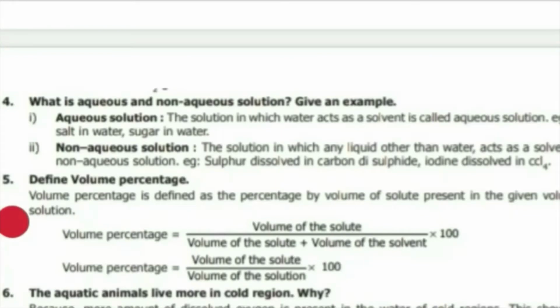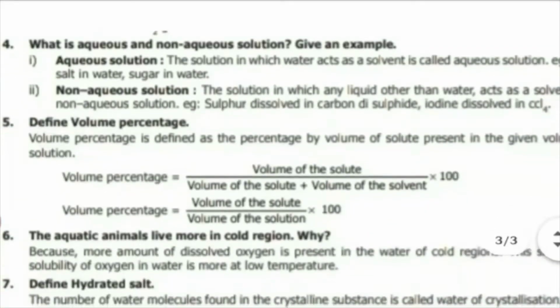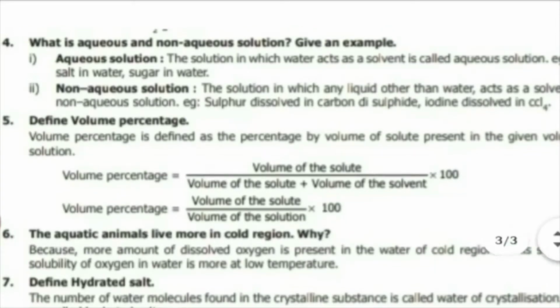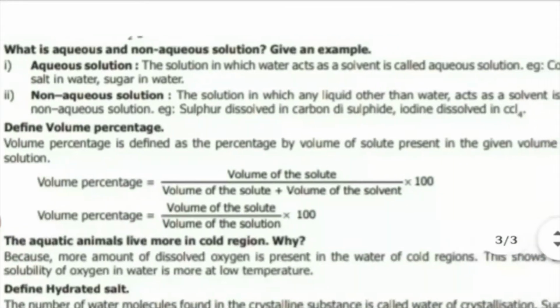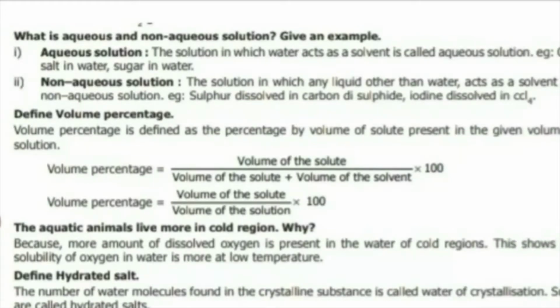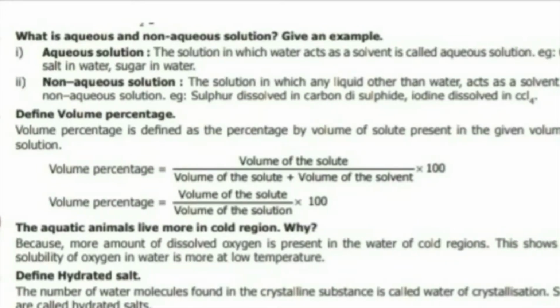Question number 4. What is aqueous and non-aqueous solution? Give an example. First we will see what is aqueous solution. The solution in which water acts as a solvent is called aqueous solution. Example, common salt in water, sugar in water. This is the example for aqueous solution.